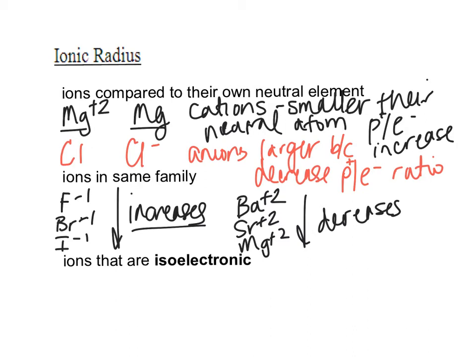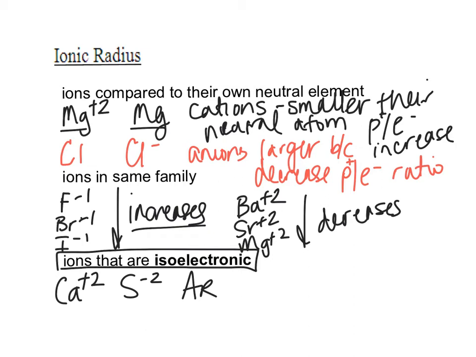But where you have to really be careful is in a problem where you have different charges of different ions. What do I mean by that? What if I asked you to compare Ca plus 2 to S minus 2 to Ar? There's going to be some steps. These are not in the same family. Calcium's on the left side of the table, sulfur's on the right side of the table. How am I going to compare their size? You really can't just look at it unless they're in the same family. You have to figure out, first off, what are they all isoelectronic to?